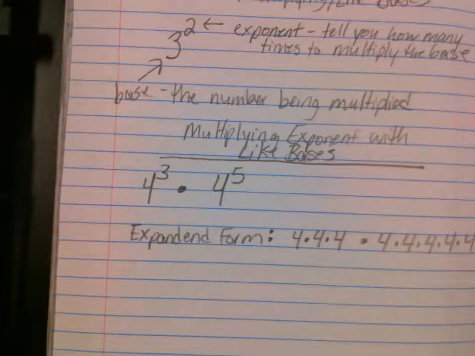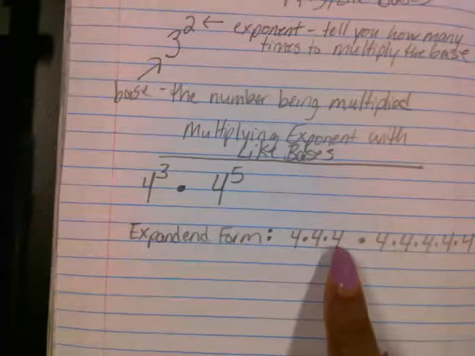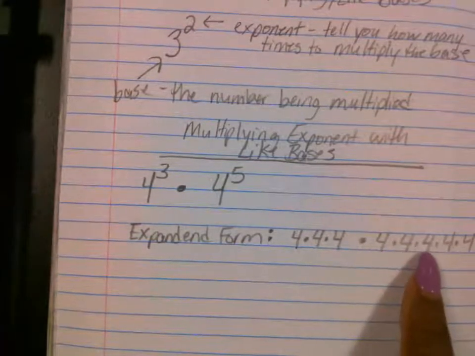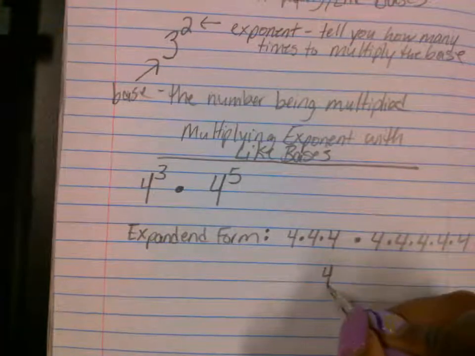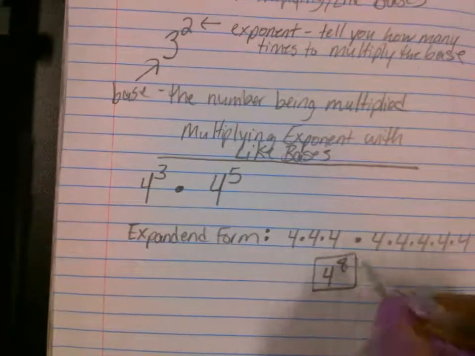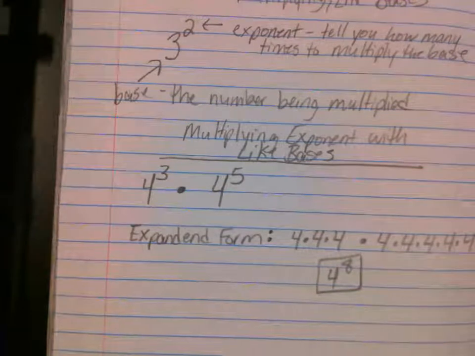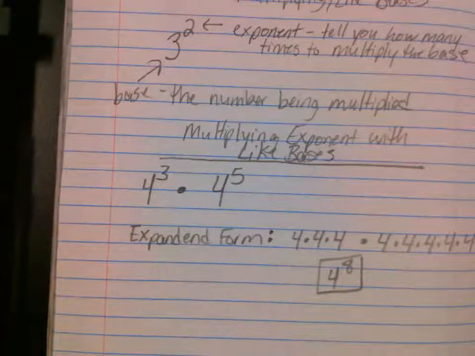So now we're going to count how many times 4 is being multiplied in total. So this is 1, 2, 3, 4, 5, 6, 7, 8. So my answer for this is going to be 4 to the 8th power. Any questions about how we got that answer?